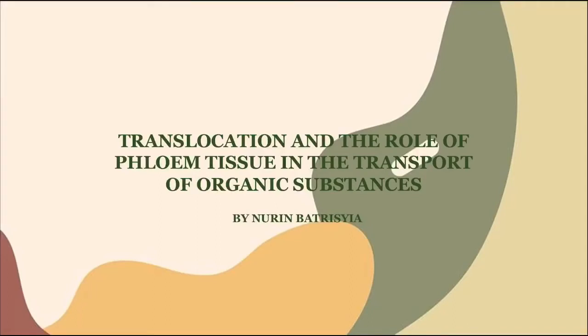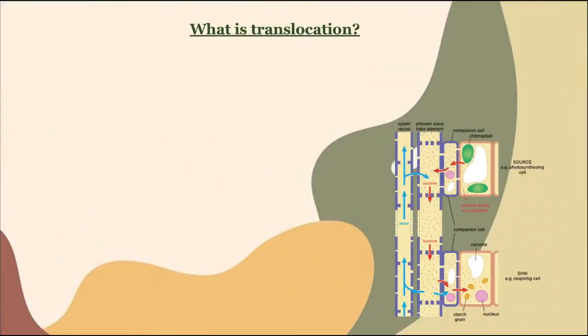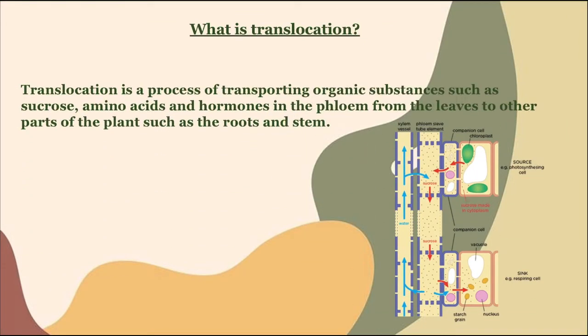Today I will explain about translocation and the role of phloem tissue in the transport of organic substances. What is translocation? Translocation is a process of transporting organic substances such as sucrose, amino acids and hormones in the phloem from the leaves to other parts of the plant such as the roots and stem.